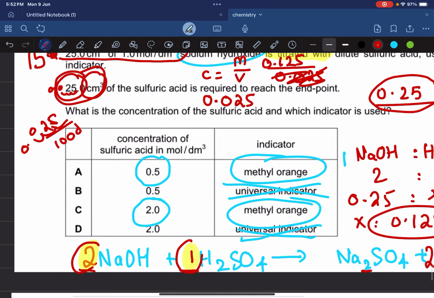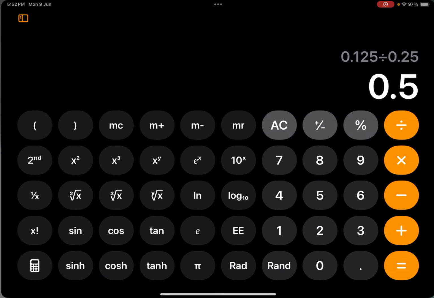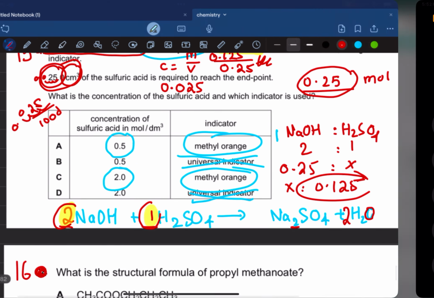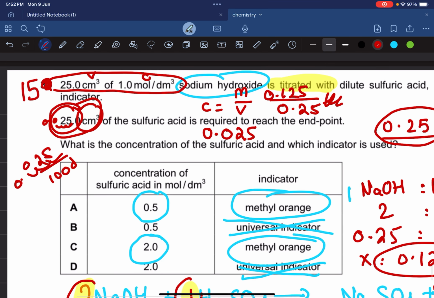It had to be 0.25 divided by 2. Okay, so that's how you have to do it. And that is going to result in 0.5.